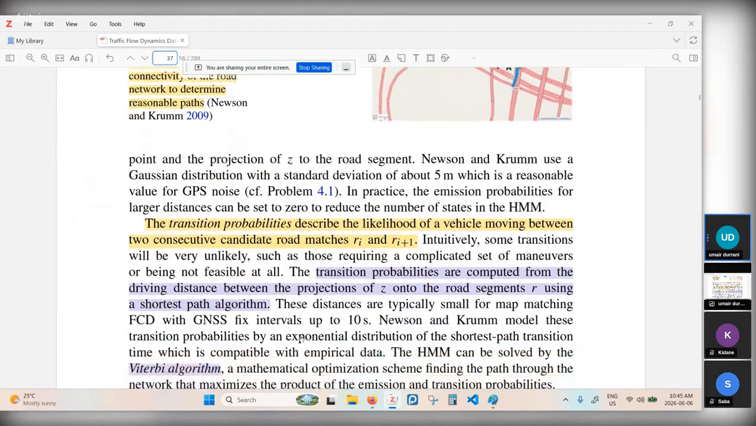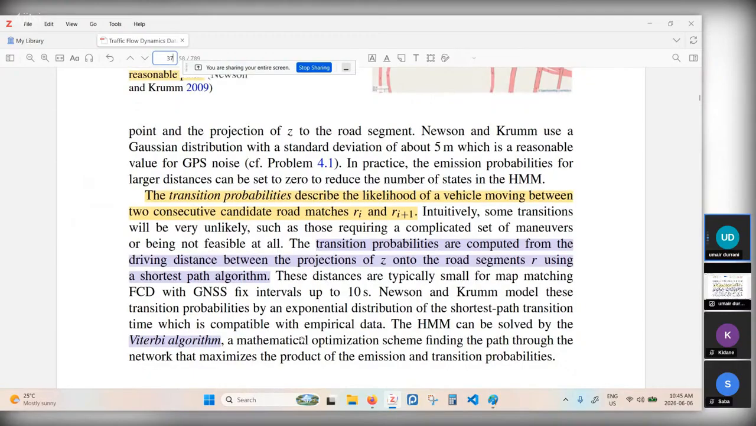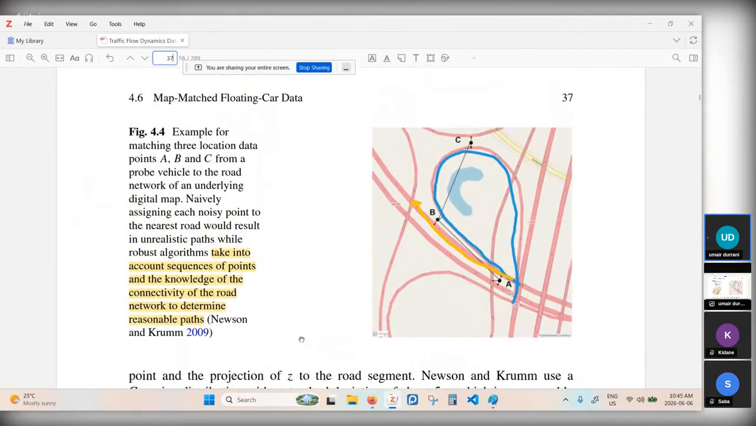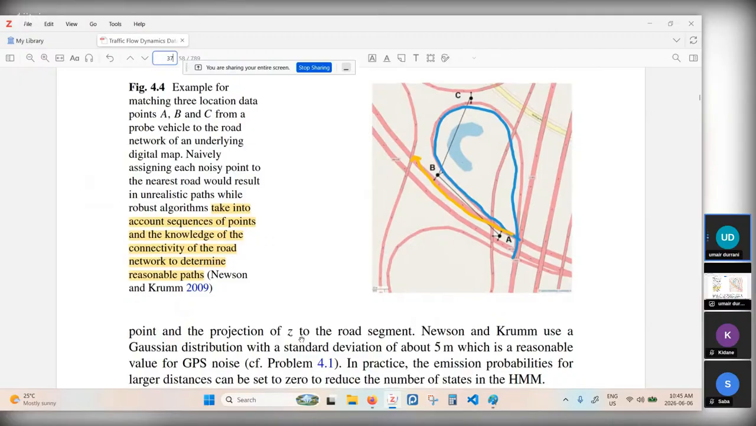The second part is transition probability. Transition probability is that we already know, okay, given that you are on road segment 1, what is the chance of getting the coordinates that we got? So once we know that, obviously the vehicle is not going to stay on that particular location. It is traveling, so it's going to go to the next road segment. So transition probability is where are you going to transition to?